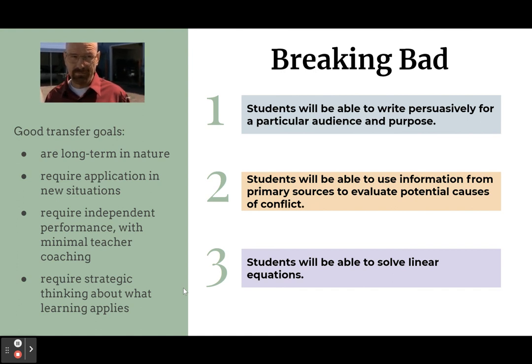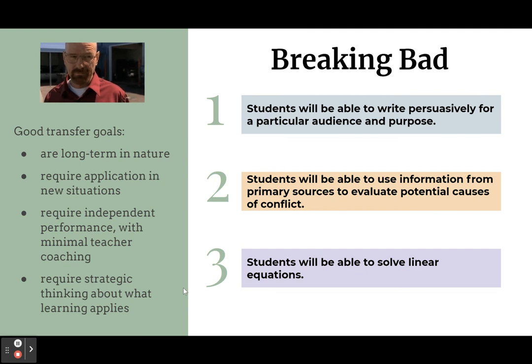this goal could be applied in new situations because we didn't necessarily specify which conflict we were talking about. We could be talking about the Civil War or any other conflict that might have happened before that or after that or even during modern times. Being able to use information from primary sources to evaluate these causes of conflict could be long-term in nature.